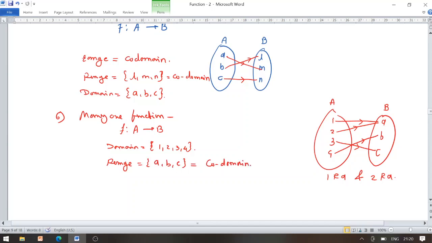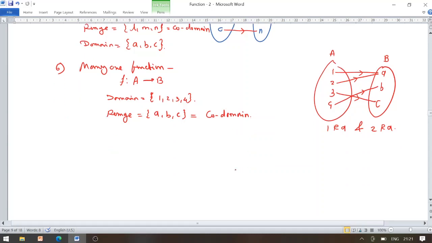So it is your many-one function. Once two or more than two elements from set A, or you might say from the domain, have the same image from the set B, then they are said to be a many-one function. Now look at the next type, the even function.